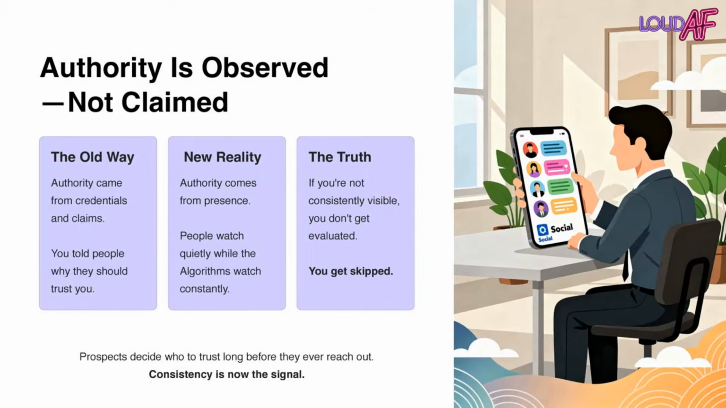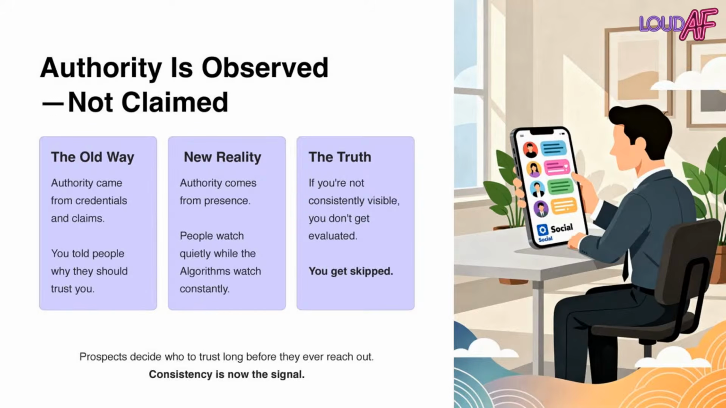The new reality happening right now in 2026 and moving forward is that authority comes from your overall presence. When you talk about AI, it looks at you as an entity, right? People will watch quietly while the algorithms watch you consistently and constantly to see what you're doing. Are you saying the same thing on a day-to-day basis? Are you in front of your audience regularly? The truth is that if you are not consistently visible, AI will just skip over you. The algorithms and all the social media will skip over you. And guess what?